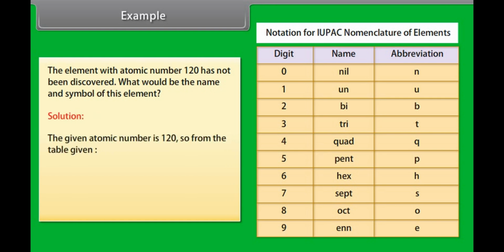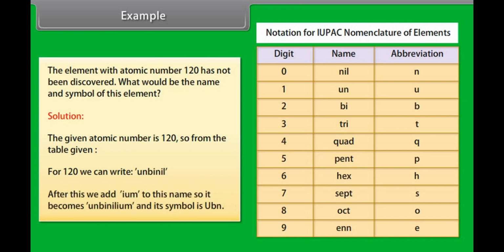Solution: the given atomic number is 120. So, from the table given, for 120 we can write unbinyl. After this, we add IUM to this name, so it becomes unbinylium, and its symbol is Ubn. Electronic configurations of elements and the periodic table.